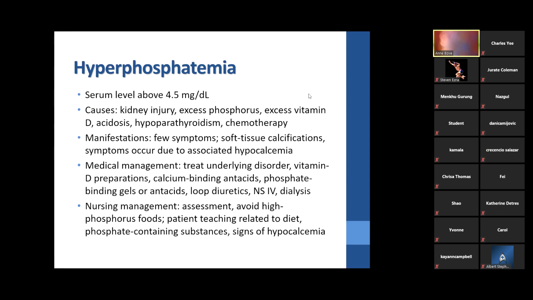In regards to manifestations, there are a few symptoms. You want to treat the underlying disorder in terms of vitamin deficiencies, and you're basically going to make sure that the person doesn't eat a high phosphorus diet, and that you're teaching them how to eat appropriately, and that there are similar signs as associated with hypocalcemia, but not as deleterious in process.